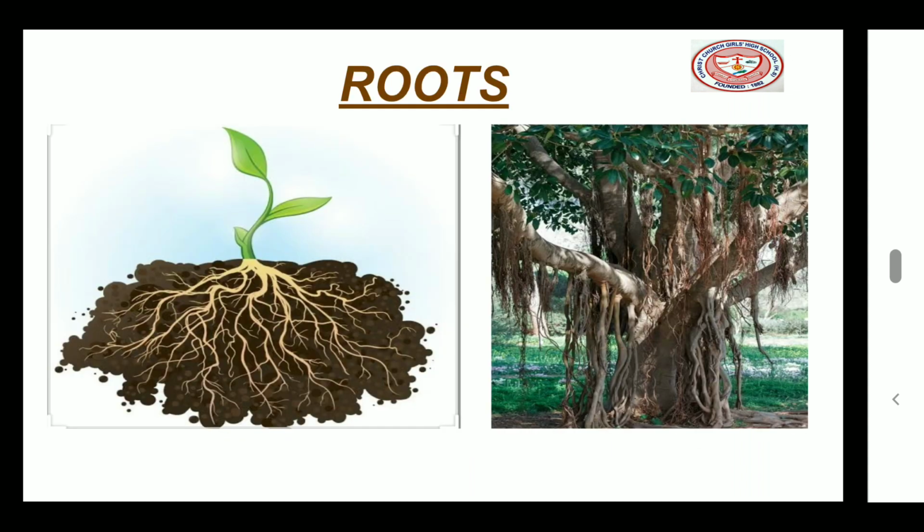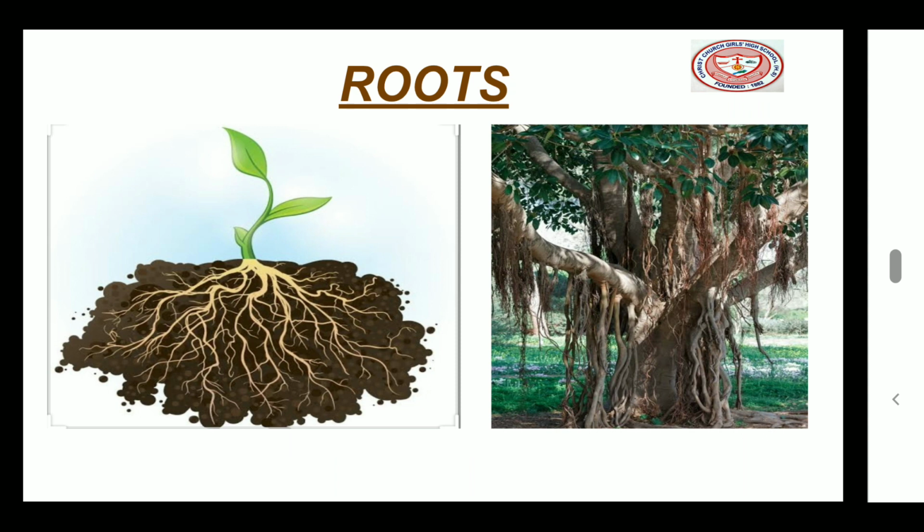Roots. Roots are the important underground part of all vascular plants. This part of the plant is mainly responsible for anchoring it down into the ground and absorbing the essential mineral elements, nutrients and water from the soil. It is also used to store food.